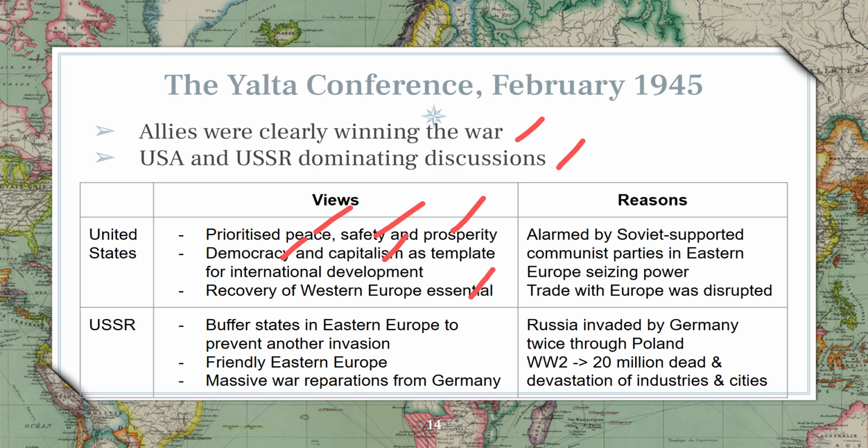They were concerned about Soviet-supported communist parties in Eastern Europe. They were worried about communism spreading. They were worried about trade with Europe being disrupted. So these were the reasons why they had such views.